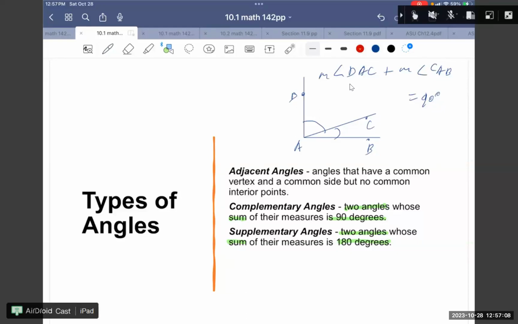And for supplementary angles, so we have a supplementary angle. This one is A, B, C, D. So we have the same thing: the measure of angle ACB plus the measure of angle BCD. So this one equals 180 degrees.